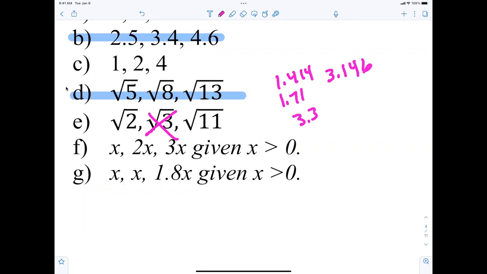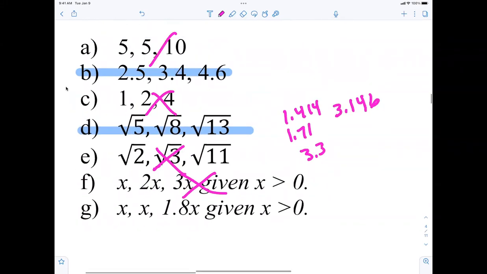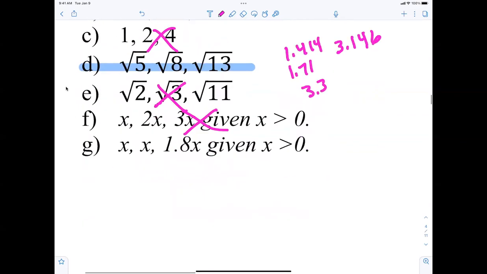All right, that's a good explanation. x plus 2x is not greater than 3x. So that's definitely a no. And what about x, 2x, and 1.8x? Yeah, definitely yes, because x plus 1.8x is greater than 2x.